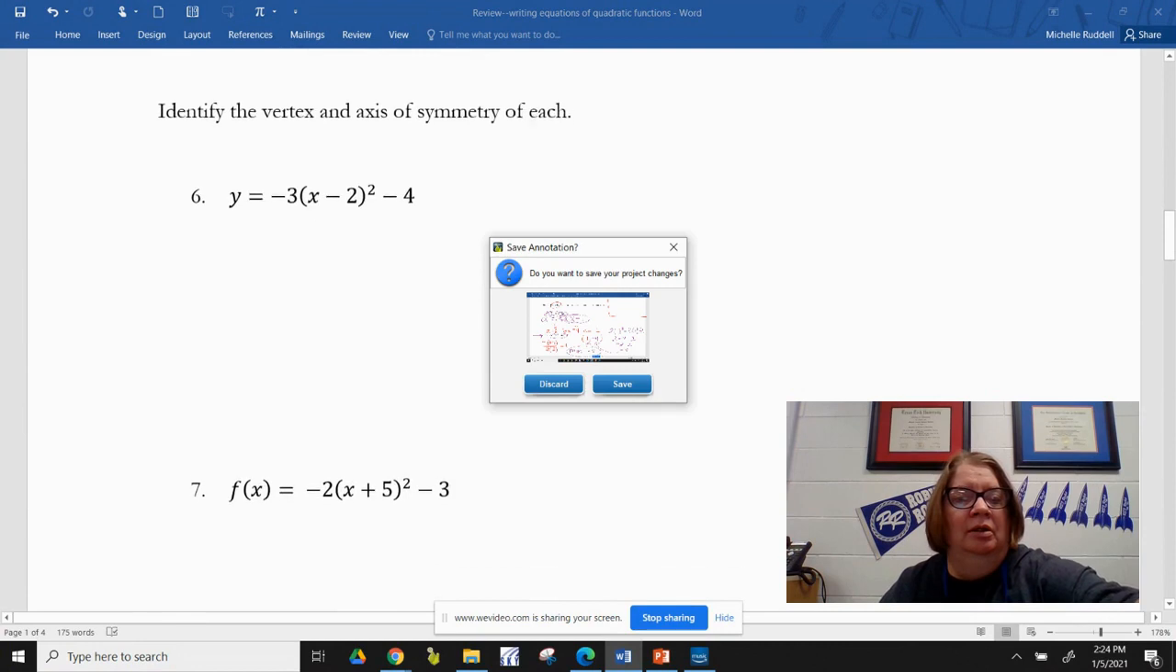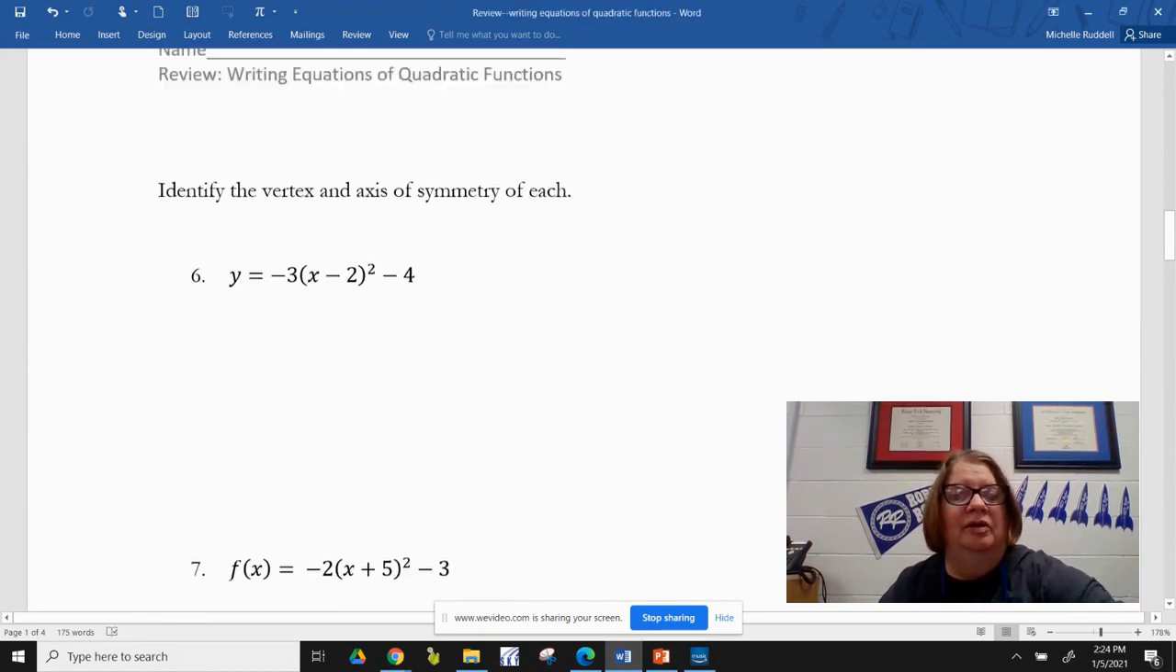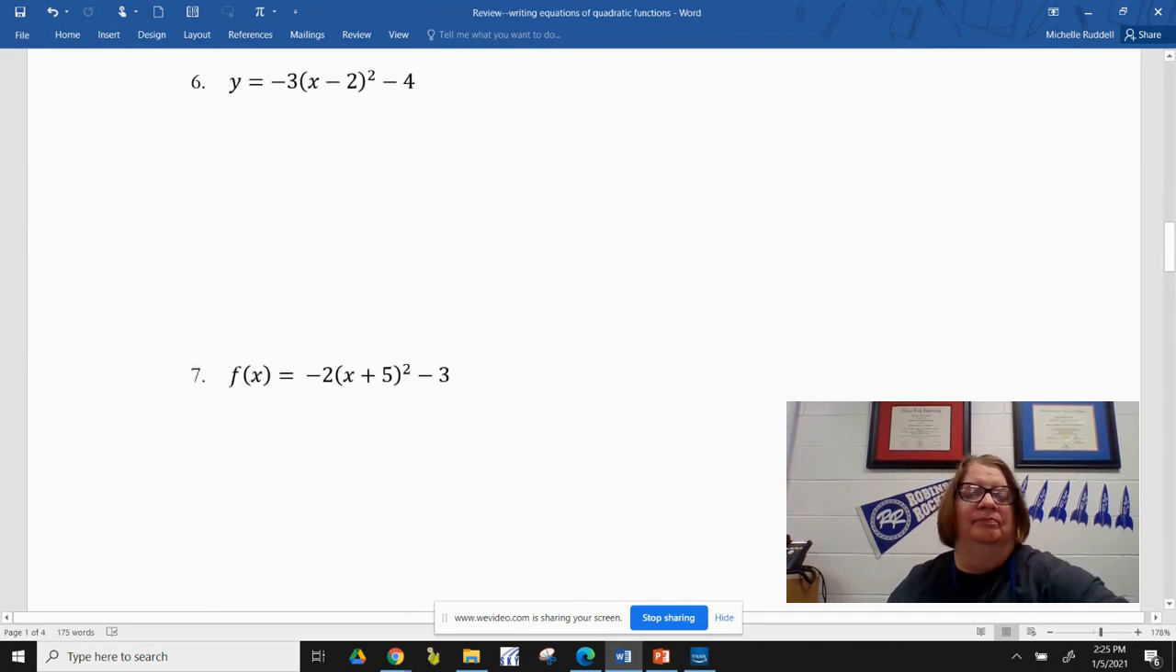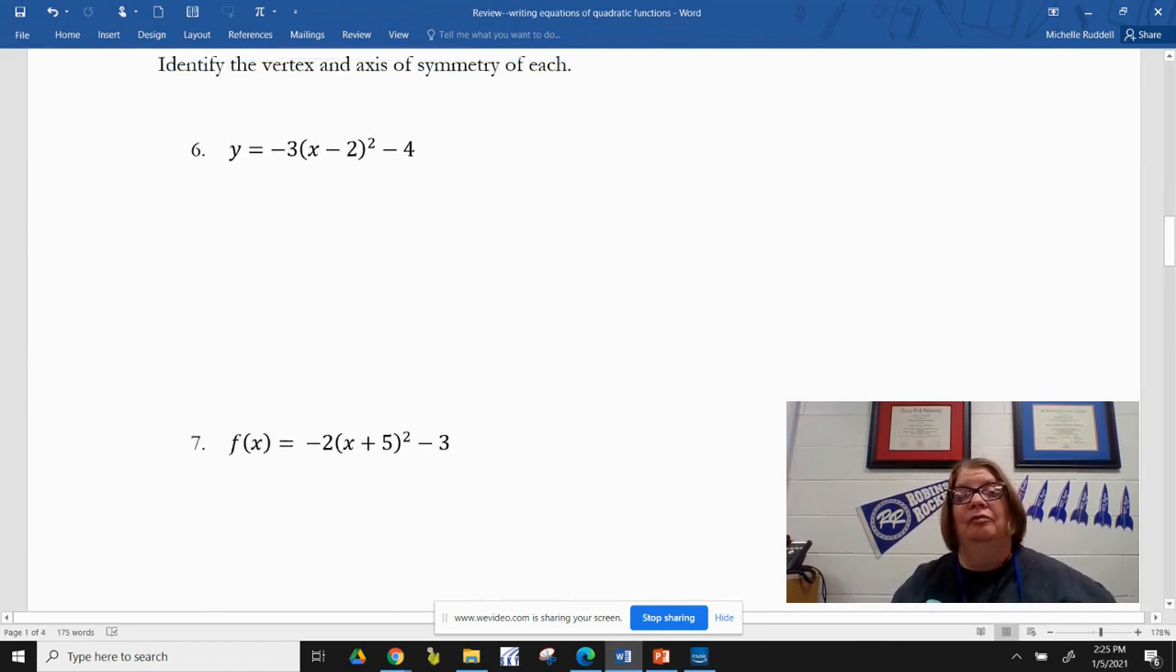Okay. This one says, identify the vertex and the axis of symmetry of each. What do you notice is different about these? These are not in standard form. These are in vertex form. These are actually going to be easier. So remember that vertex form.